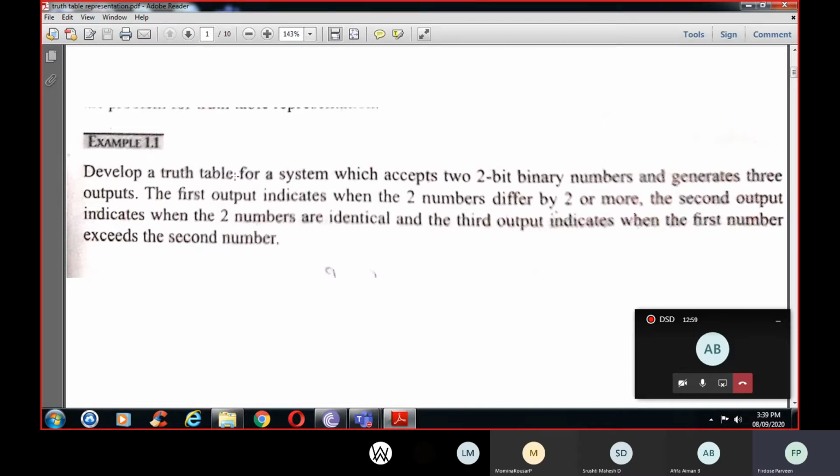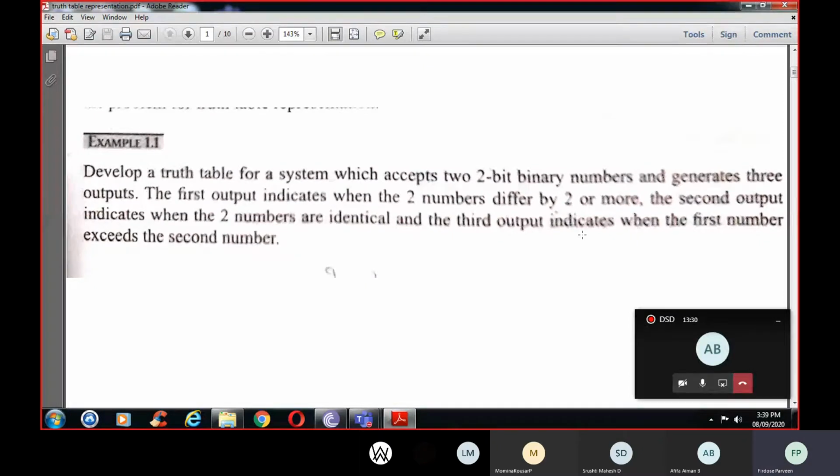Develop a truth table for a system which accepts two 2-bit binary numbers and generates 3 outputs. The first output indicates when the two numbers differ by 2 or more. The second output indicates when the two numbers are identical. And the third output indicates when the first number exceeds the second number. Okay. So here, how many inputs and how many outputs will you be having?